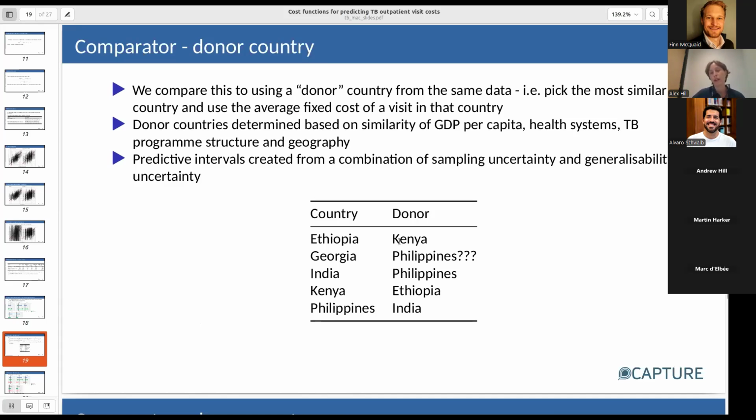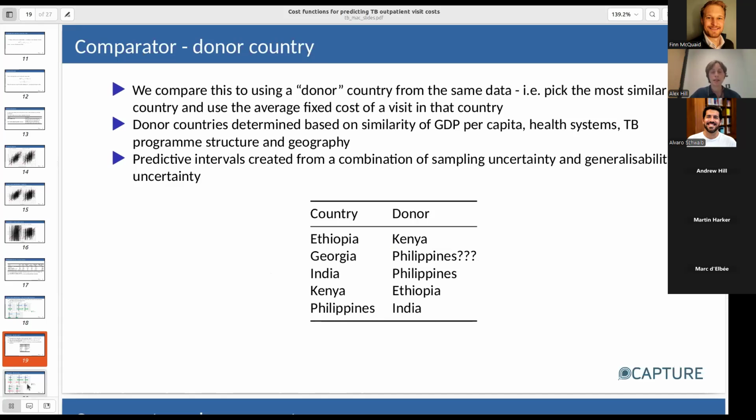So for Ethiopia, I chose Kenya as the most similar. Georgia didn't really have a good candidate donor from among the other 4 countries. It's just kind of different. So I did choose the Philippines based on similarity of the health system structure and TB program structure, but I knew when I was choosing this that it wasn't a great candidate. India, I chose the Philippines. Kenya, I chose Ethiopia. And the Philippines, I chose India. And then I created predictive intervals for these predictions from a combination of sampling uncertainty around the donor country estimate, and also some uncertainty around how well it would generalize to the new setting.